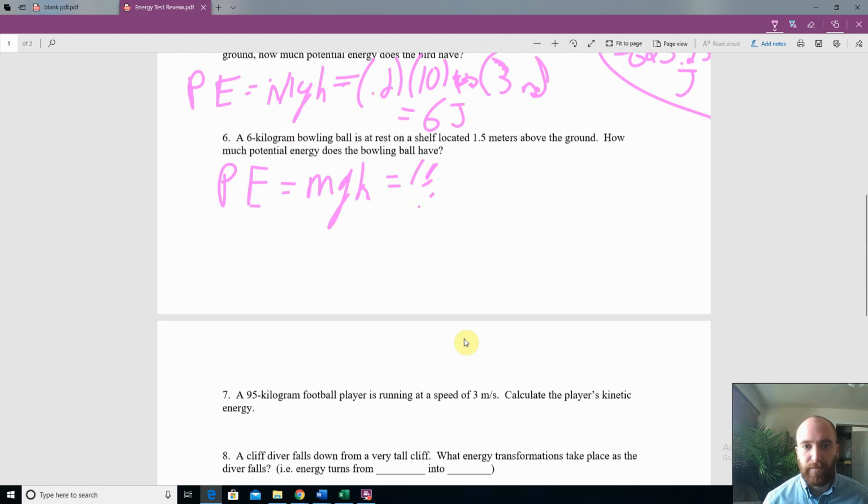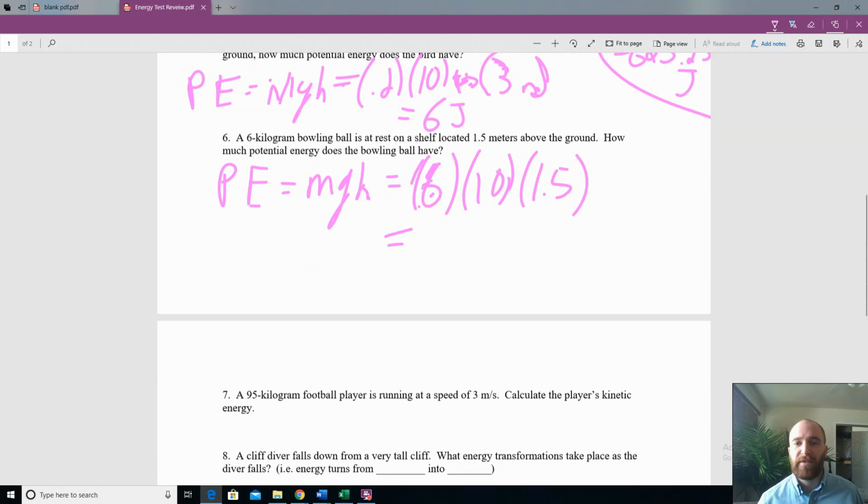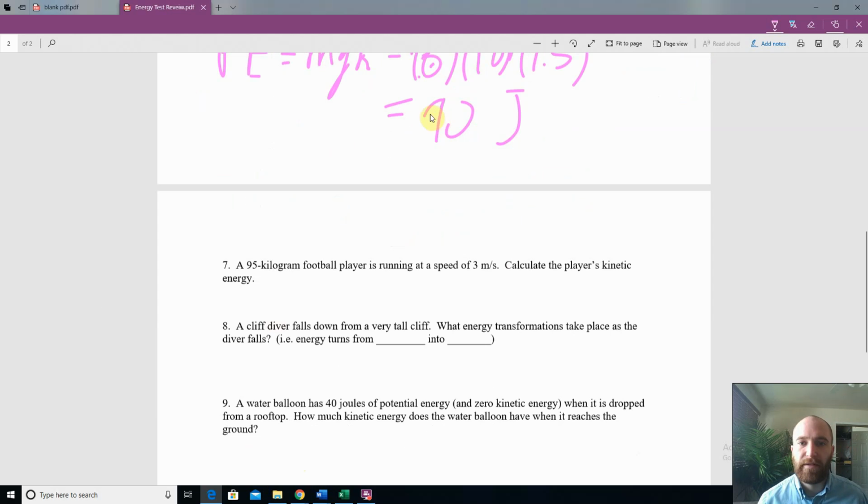kilograms. Again, kilograms always that unit for mass. 6 times g, which is 10, times h, which I think is 1.5 meters high above the ground. Alright, 6 times 10 times 1.5 is, I believe, 90 joules. That says, not 70, that says 90. Just is really ugly.